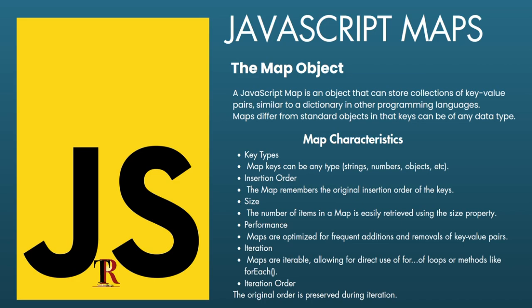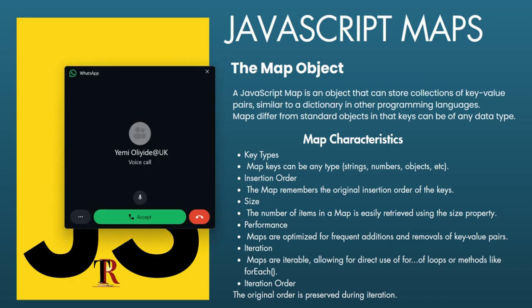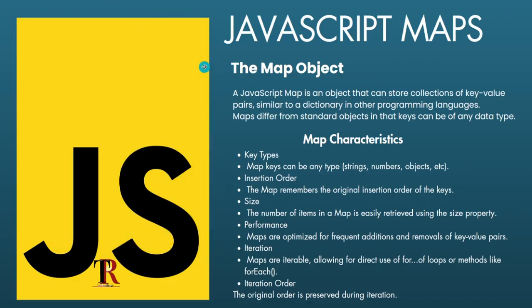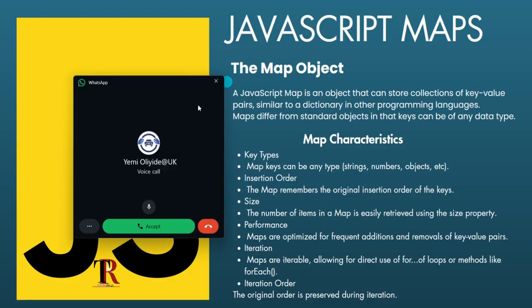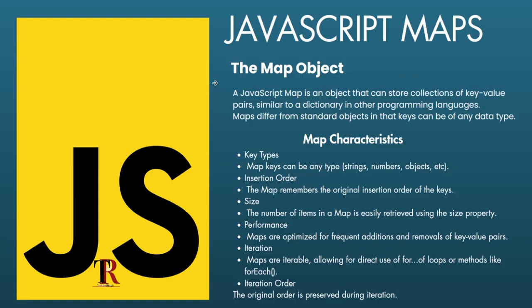And then the last thing is the iteration order. The original order is preserved during iteration. So when you iterate over the elements of a map object, the original order is preserved, as you will see in the examples that we'll be talking about going forward.